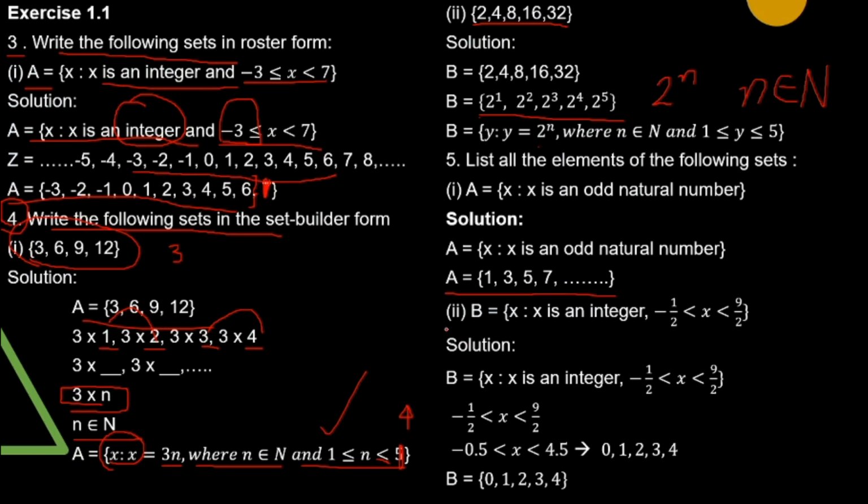Okay. Second sub question. B equal to x such that x is an integer, minus half less than x less than 9 by 2. So we write the question once again, and we'll check our condition. Minus half less than x less than 9 by 2. So what they have asked is to list out integers which lie between these numbers. So we'll write in the form of decimals. Okay, if you want, you can write, for more clarity I have written, minus 0.5 less than x less than 4.5. Okay, so we know the numbers which lie between these are 0, 1, 2, 3, 4. So in the list form, B equal to 0, 1, 2, 3, 4.